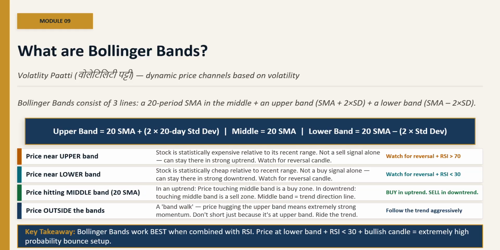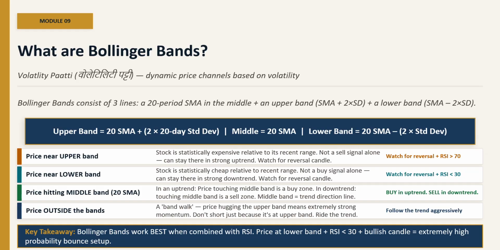Price near the upper band. Statistically expensive relative to recent range. Not automatically a sell. In strong uptrends, price can walk the band and stay near the upper Bollinger for extended periods. But watch for reversal candles combined with RSI above 70.